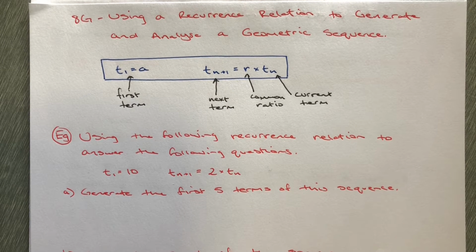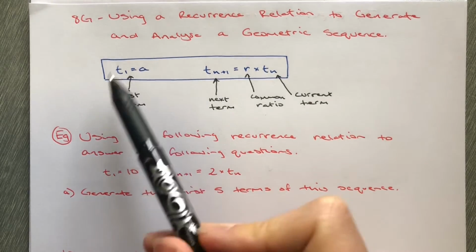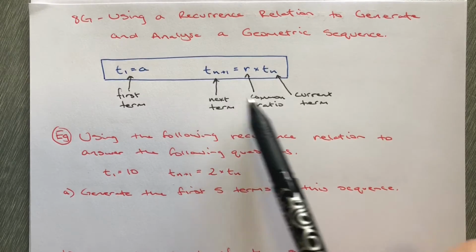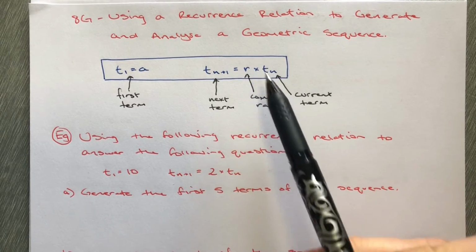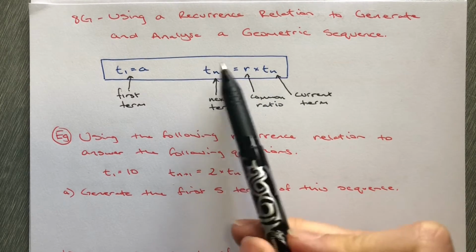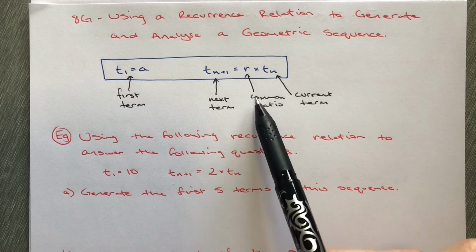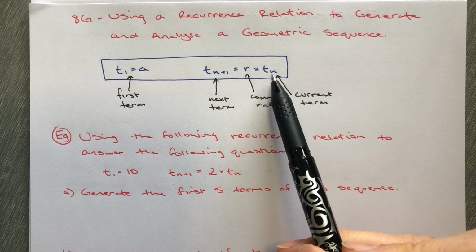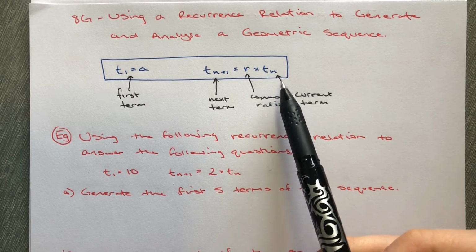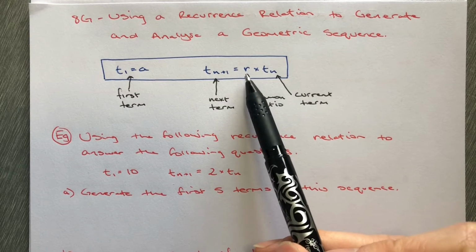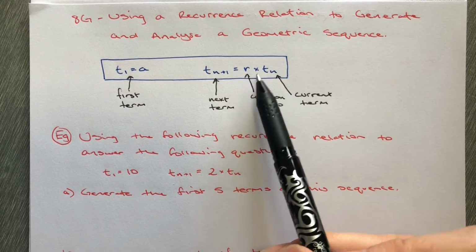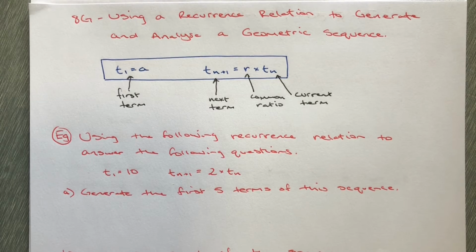But we are doing 8G, which is using a recurrence relation to generate and analyze a geometric sequence. So this here that I've got written in blue is a recurrence relation. Hopefully we'll remember those, where it tells us the first term, but then it gives us a little rule to find out all the terms after it. So this rule here is saying the next term is going to be equal to the common ratio times the current term. So it's slightly different to those arithmetic sequences. This time it involves the common ratio instead. So we're going to use this to answer the questions below.